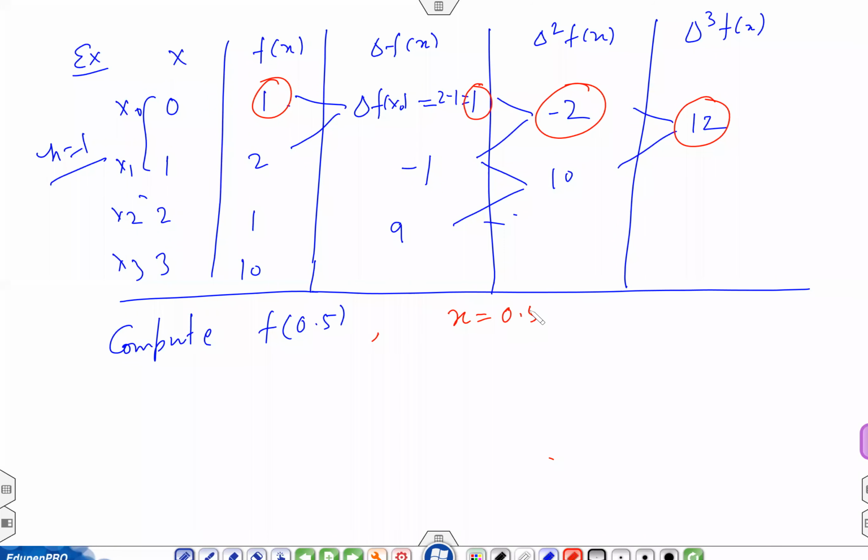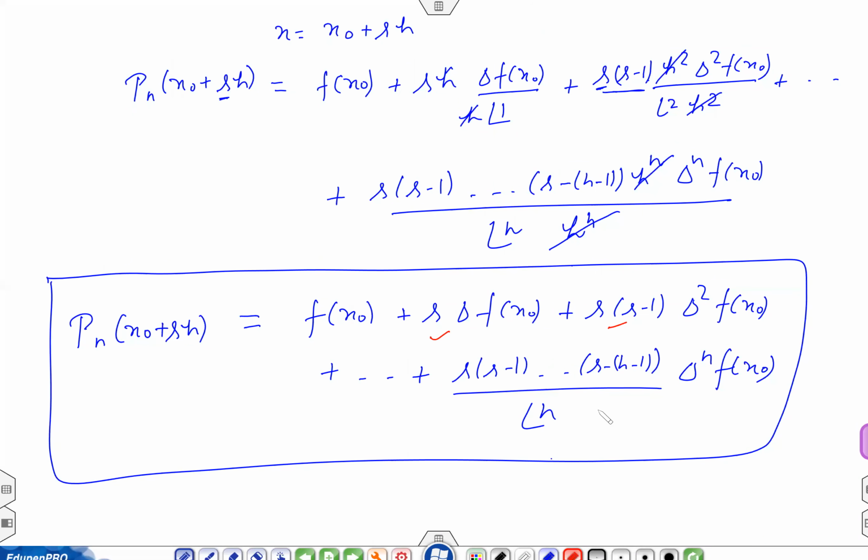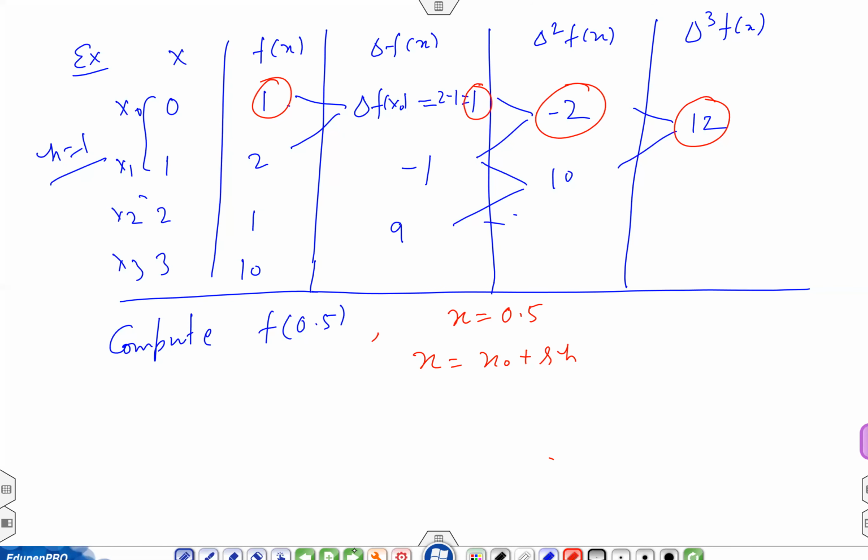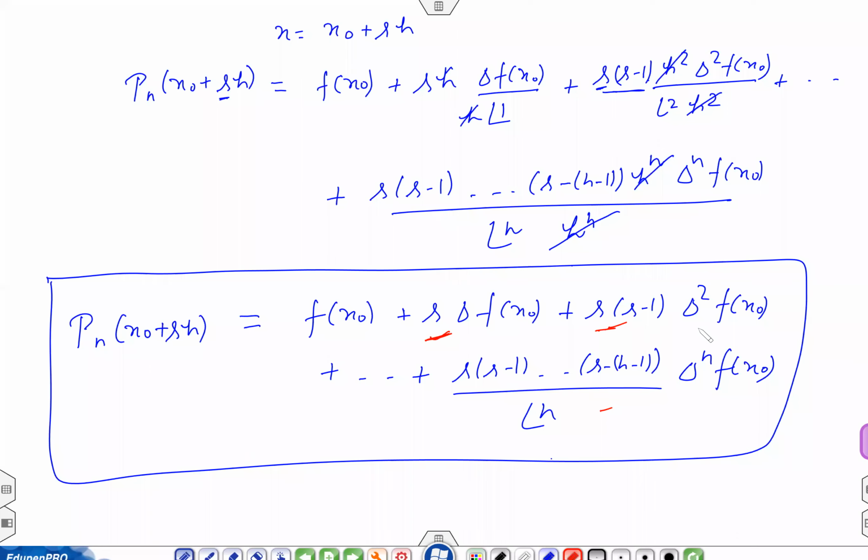f of 0.5 means x equal to 0.5, the general point lying inside the interval 0 to 3 but different from these points. We take x equal to x naught plus s h. The formula we derived is in terms of s, so we have to compute the value of s from here. x is 0.5, x naught is 0, and h is 1. So s is coming out to be 0.5. You only have to put all these values into the formula.